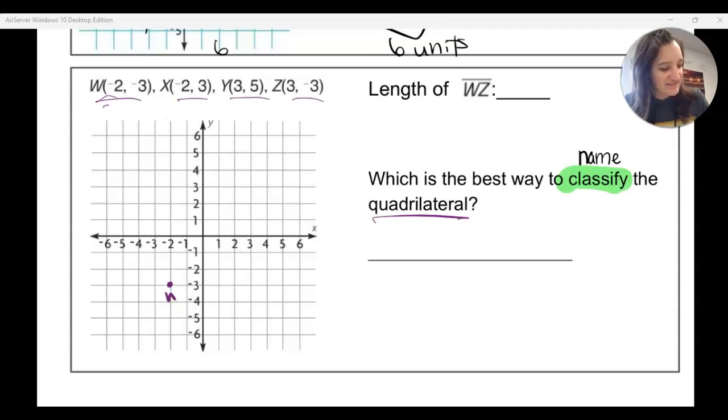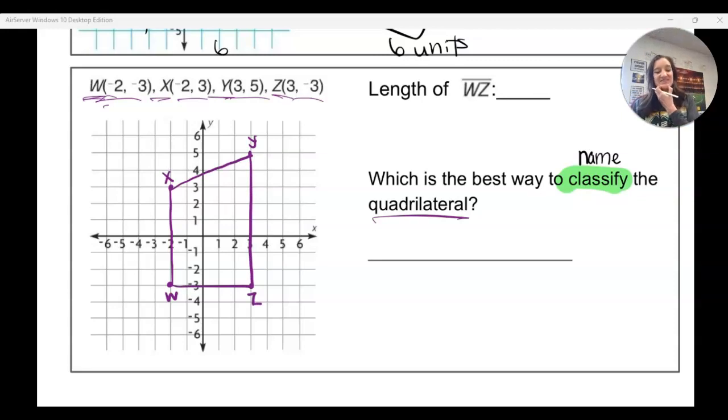-2, -3, that's W. -2, +3, that's X. +3, +5 is Y. And then 3, -3 is Z. So you're going to make sure you connect the dots in alphabetical order. We don't want to go randomly, right? That's not the name. It's W, X, Y, Z. Make sure you do it in alphabetical order. W, X, Y, Z, and connect the dots.